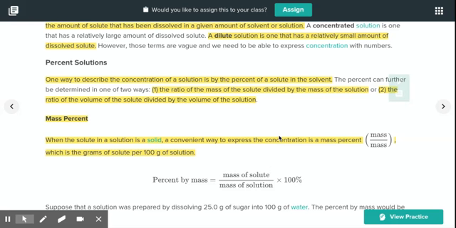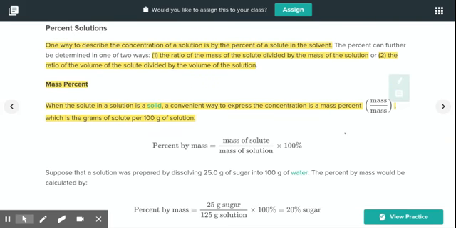There are two ways to use percentage. One is the ratio of the mass of the solute divided by the mass of the solution. Another way is the ratio of the volume of the solute divided by the volume of the solution. Because if we talk about a solution, we're talking about a liquid, and a liquid can be measured in liters, so it's a term for volume. Either we talk about gram, kilogram, or liter, milliliter.